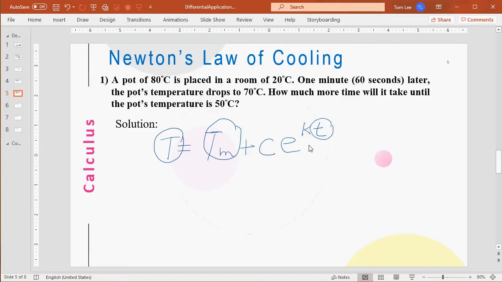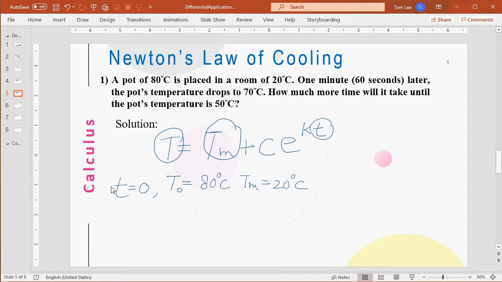The initial condition is that when the time is zero, the temperature of the object, T0, is 80 degrees Celsius, and the temperature of the environment, Tm, is 20 degrees Celsius.